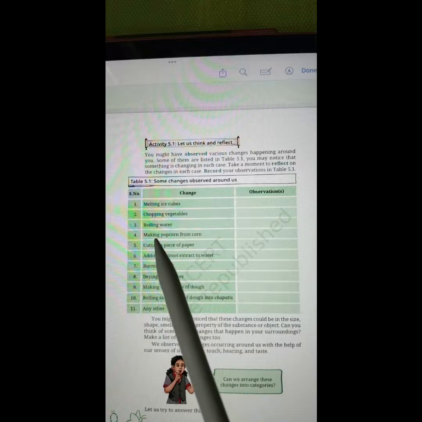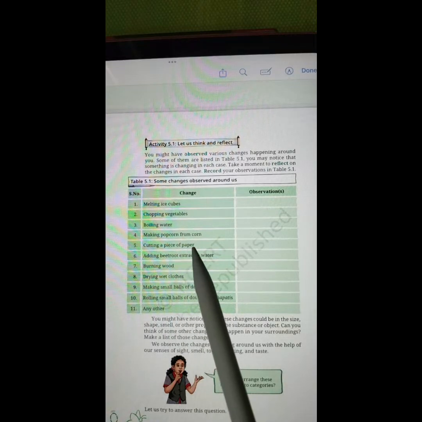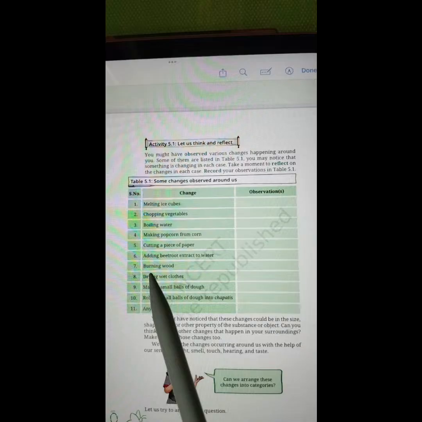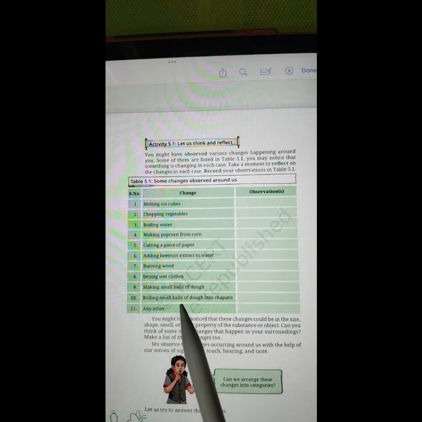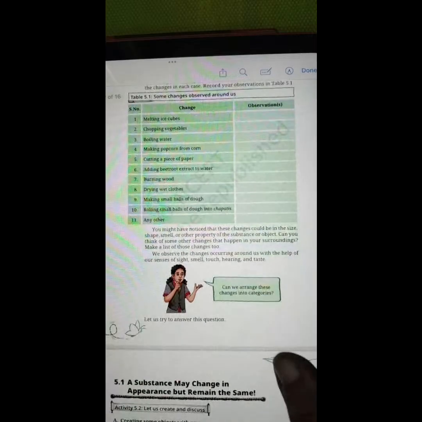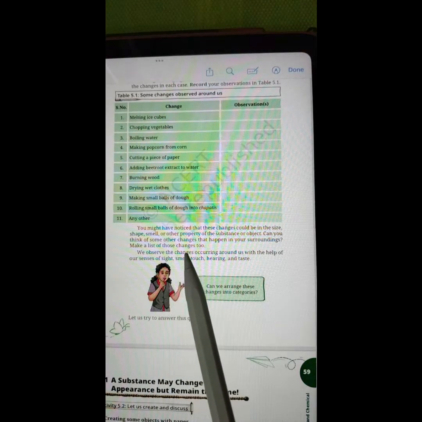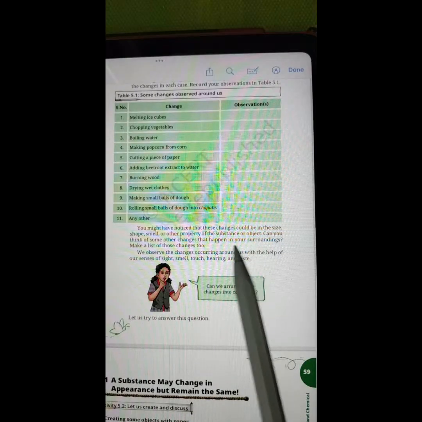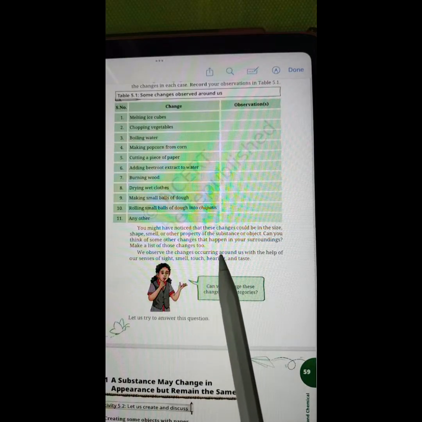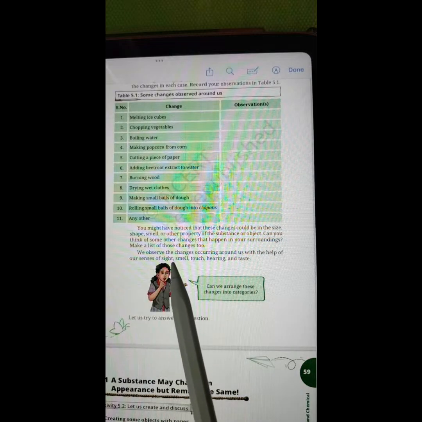So the changes are melting ice cubes, chopping vegetables, boiling water, making popcorn from corn, cutting a piece of paper, adding beetroot extract to water, burning wood, drying wet clothes, making small balls of dough, rolling small balls of dough into chapatis, or there could be some other as well. You might have noticed that these changes could be in the size, shape, smell, or other property of the substance or object. Can you think of some other changes that might happen in your surroundings? Make a list of those changes too.